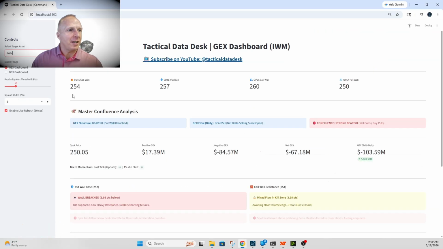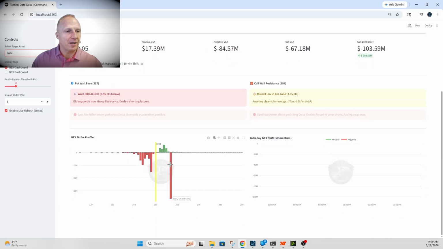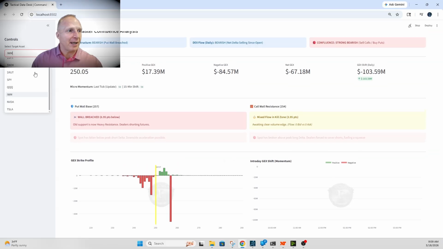IWM, 0 DTE call wall 254, put wall 257. Probably some crazy options activity happening in IWM, which is why that current put wall shows higher for some reason. Well, let's watch what happens with IWM today.